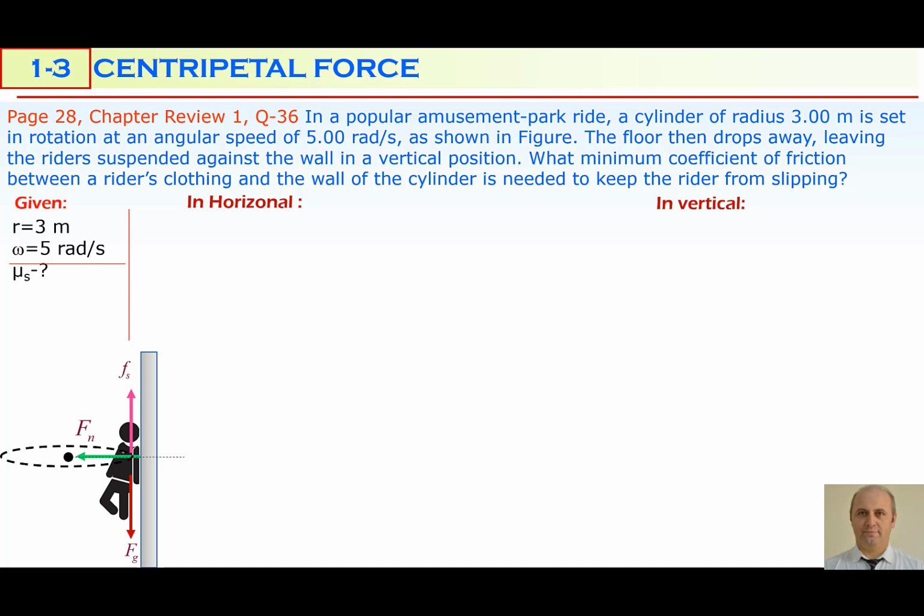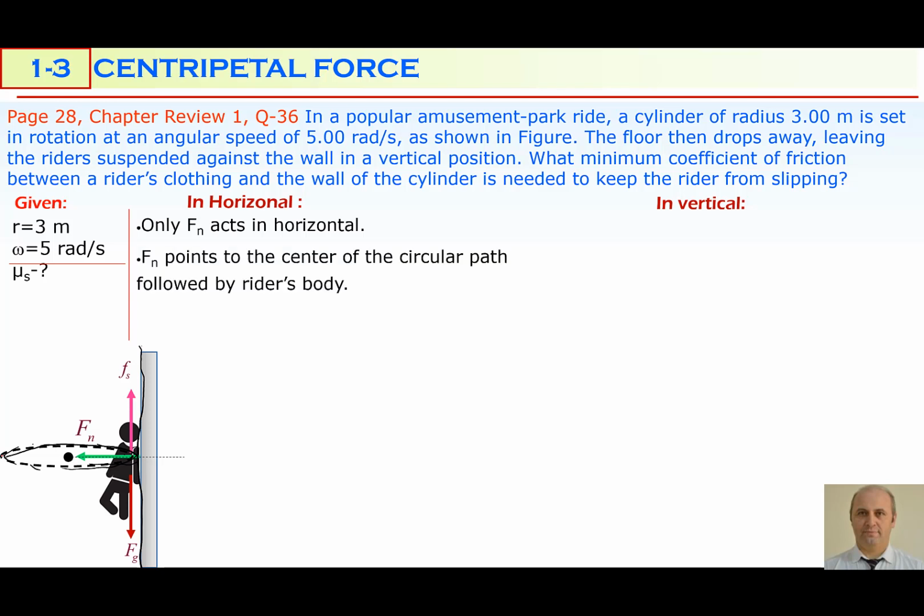And the rider is following a horizontal circle. Now, the surface is vertical, but the circle is horizontal. So this is different than the previous questions. In the previous questions, the surface was horizontal, the circle was horizontal, but this is completely different. Now, question, which force is pointing to the center of the circular path? So Fn. Fn acts in horizontal, and that Fn points to the center of the circular path followed by the rider's body. That's why Fn is the only centripetal force in here.